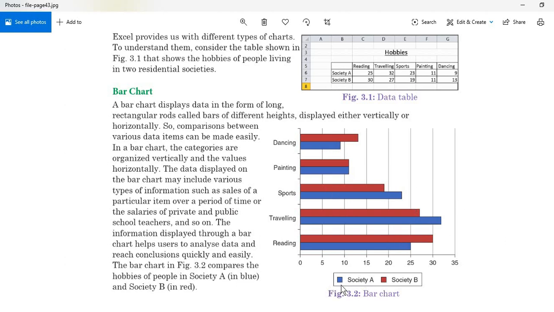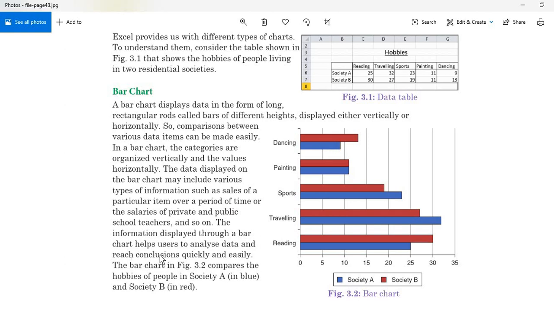Now, you can clearly see it's written Society A is colored blue and Society B is colored red brick or red rectangular shape. Now, traveling in Society A is more chosen than Society B, and the least chosen in Society A is dancing, and the least chosen in Society B is painting. So looking at this, you can easily say, even if you don't know how to read a chart, you can easily tell from this chart.